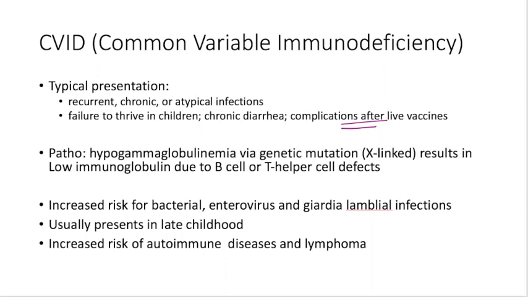This is a hypogammaglobulinemia, so it's related to your gammaglobulins, which is the other word for immunoglobulins, and there is an X-linked genetic mutation resulting in B cell and T helper cell defects. This one usually presents in late childhood because it's less severe. This is the most commonly diagnosed immune deficiency.